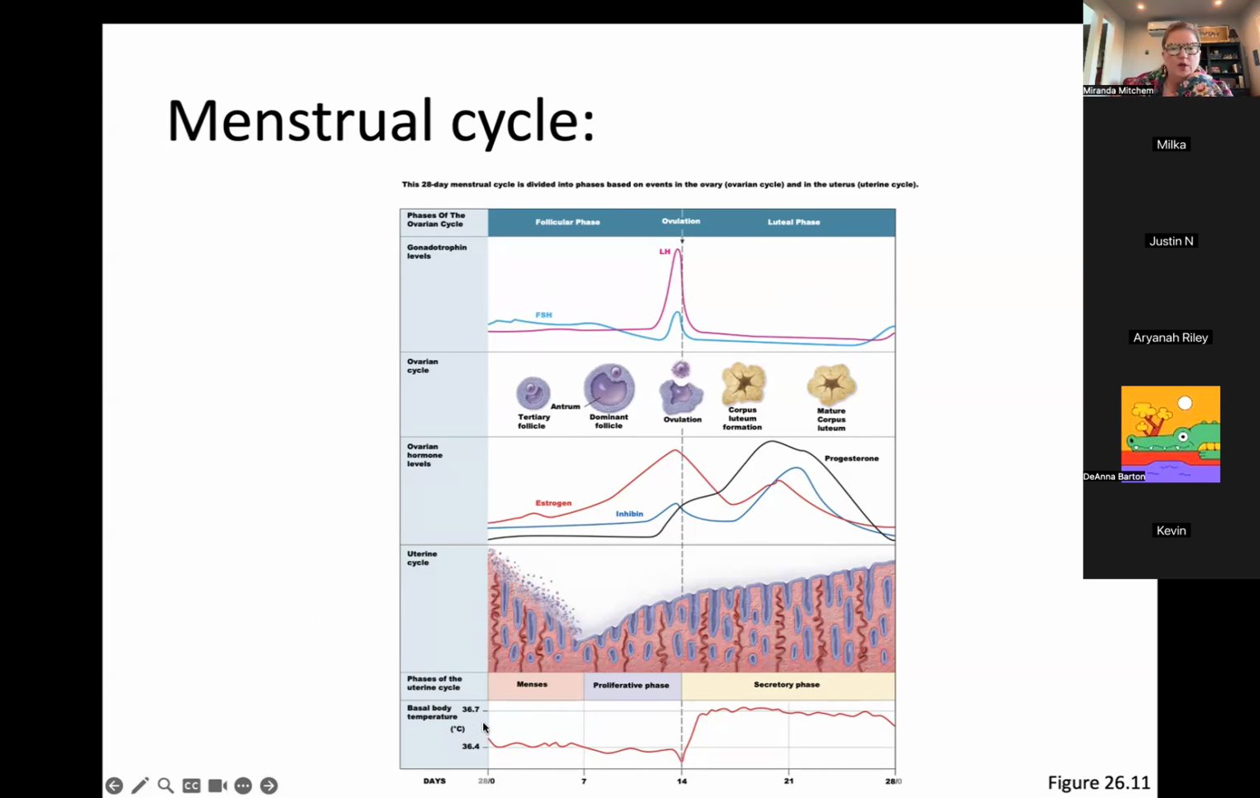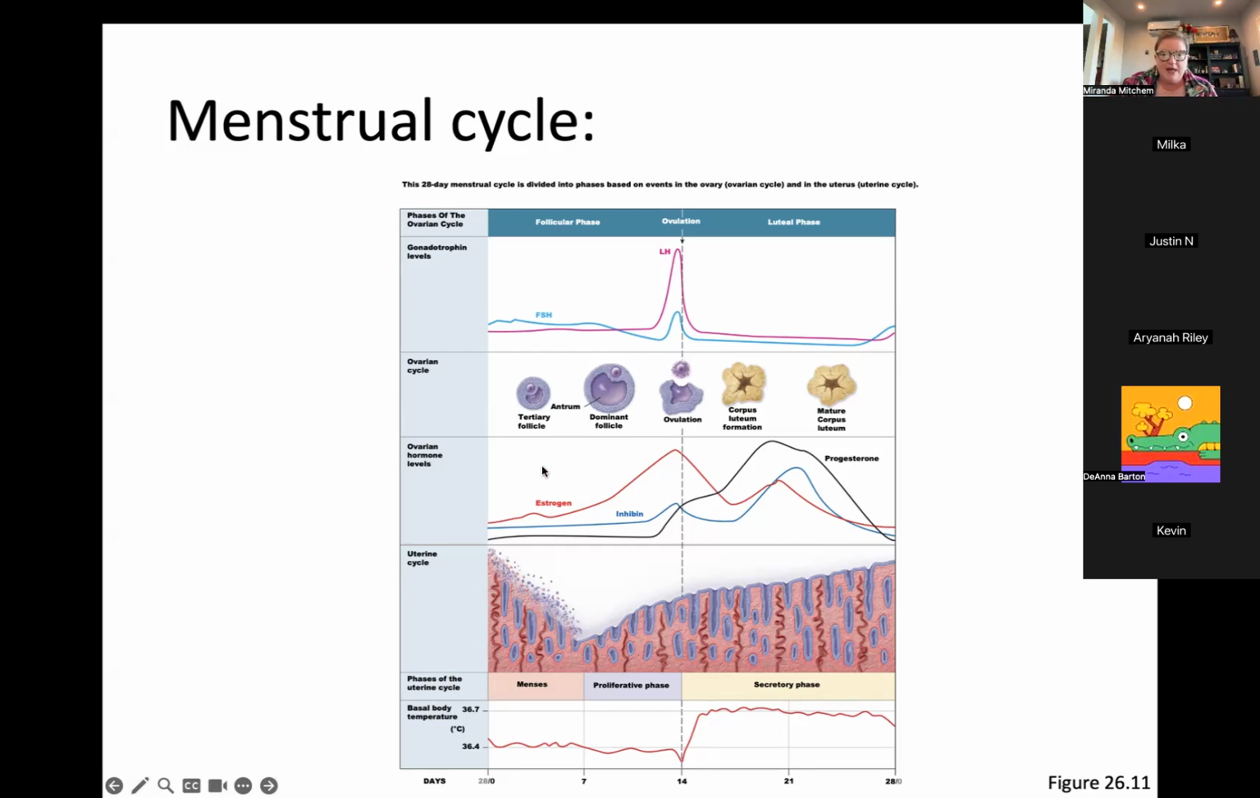So first of all, let's look at the uterine cycle first. It begins with menses. This is when a woman would be menstruating, and that's the first week or so. And then it goes into what's called the proliferative phase. That means cell division is happening. We're building back up the tissue that was lost during the menses, that endometrium. And that continues all the way through the rest of the cycle until we go back into menses.